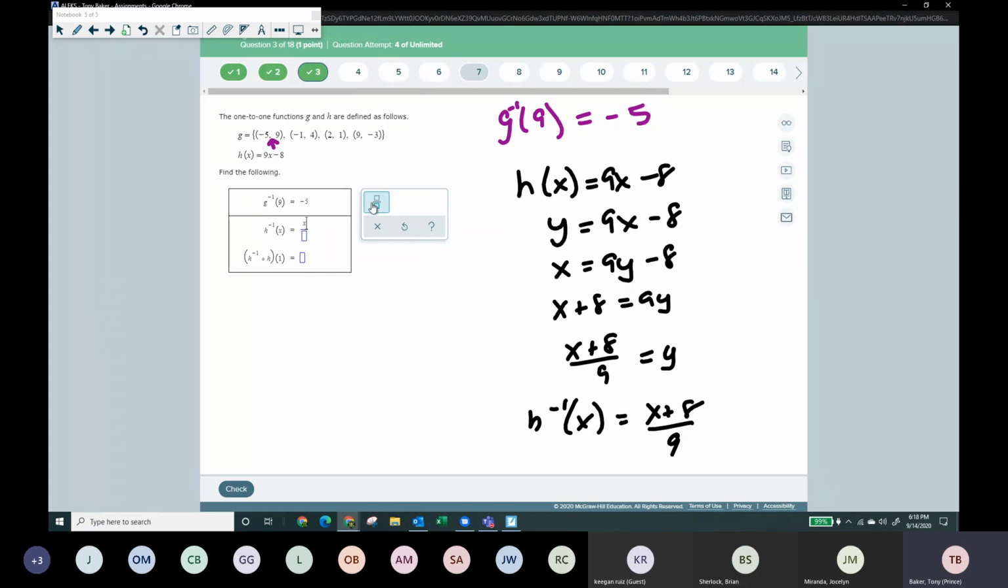So we got x plus 8 divided by 9. And now this one, the number inside here is a 1. So the answer is a 1.